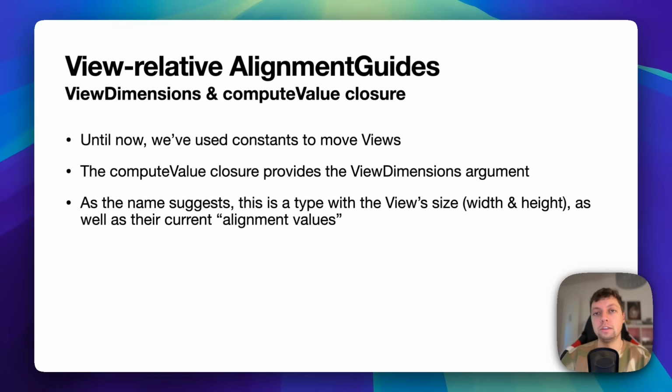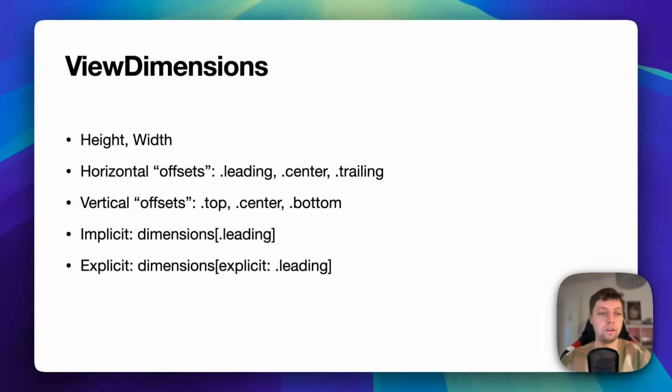But let's explore in detail what this actually means. So we have height and width. In our case, this would be 50 and 100 points for all of our boxes. We have the horizontal offsets. So how far does a particular edge or point on an axis of this view move away from the alignment guide? Sounds complicated, but what this really means is .leading is usually 0, .center is half of the width of the view, and .trailing is the width of the view. So the trailing edge is 100 points away from the alignment guide. And the same applies to the vertical offsets, so top, center, and bottom there as well.